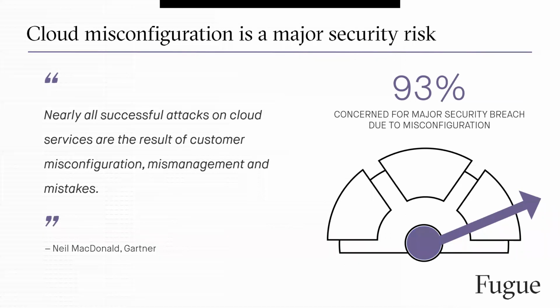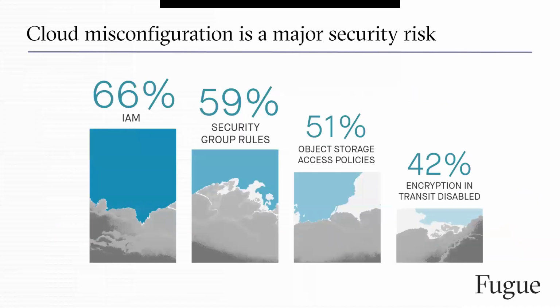At Fugue, we did a major survey last year of 300 organizations that are operating at scale on the cloud. And this 93% figure came from that survey. That's the number of respondents that said they were concerned for a major security breach due to misconfiguration. It really should be 100%. But I suspect the 7% that aren't worried about it might well be having their data stolen as we speak.